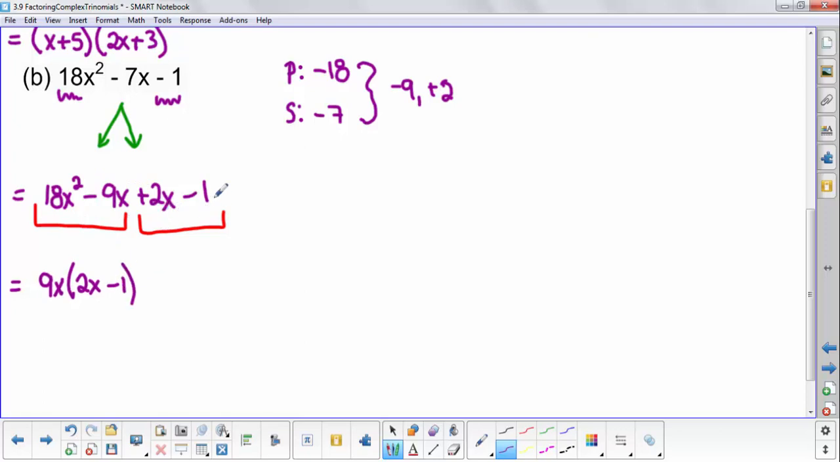Now notice there's nothing common here, but it is identical to the bracket that we want to end up with. So if I factor out a +1, that changes nothing in this bracket. So now that we have identical brackets, I can write the 2x minus 1 because that's the common bracket. That leaves us with 9x, and then don't forget the +1 afterwards.